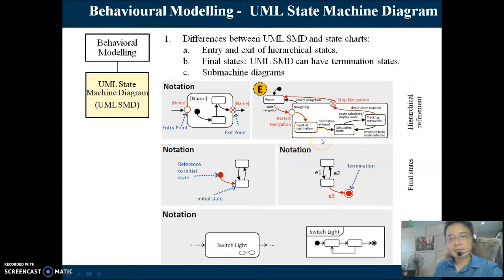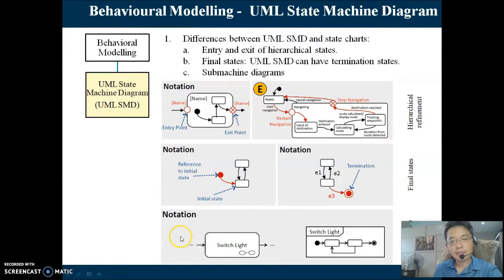The other difference will be the use of termination symbol. In state machine diagram, the termination symbol is indicated by a darkened circle with an extra boundary, sort of like a halo around the circle. It determines the final state, termination of the process.